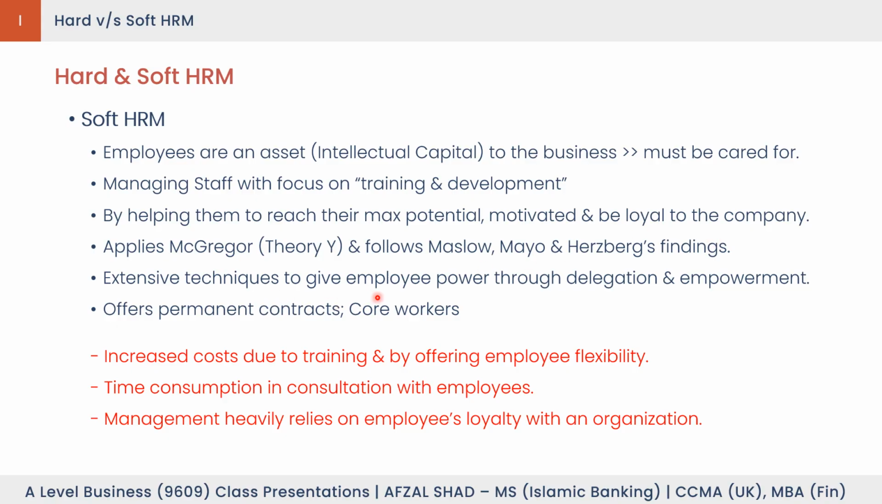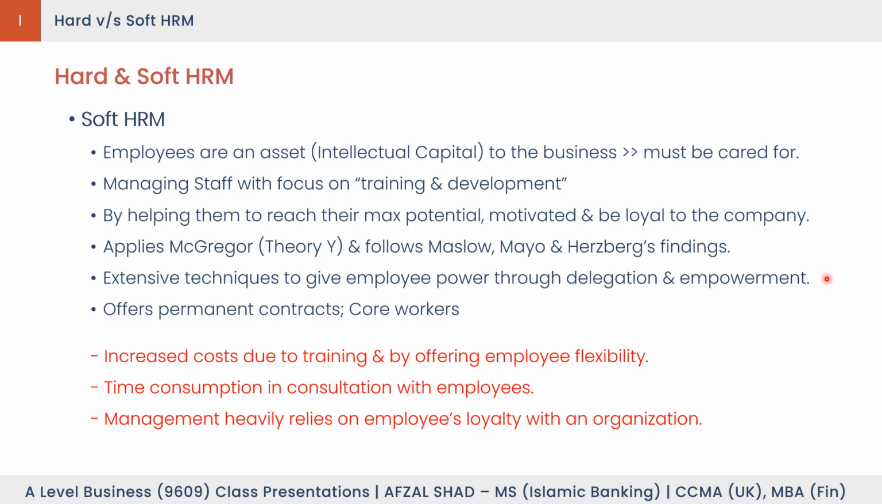Extensive techniques to give employees power through delegation and empowerment. So soft HRM believes in employee empowerment. Try to recall what is employee empowerment. Try to make decisions after discussing with the employees. So when decisions are made, they are made after the discussion with the employees. Employees are more empowered. It is kind of a democratic approach.